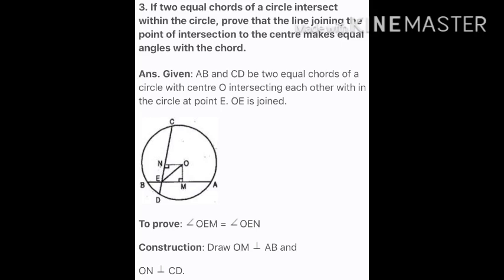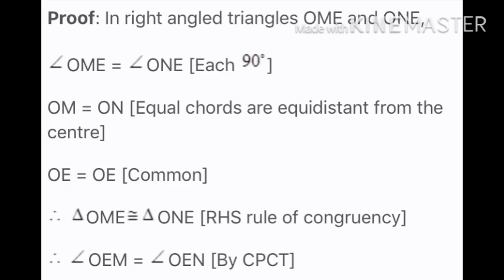Construct. Draw OM perpendicular to AB and ON perpendicular to CD. In right angle triangles OME and ONE, angle OME is equal to angle ONE, each 90 degrees. OM is equal to ON, equal chords are equidistant from the center. OE is equal to OE, this is common. Triangle OME is congruent to triangle ONE by RHS congruency rule. Therefore, angle OEM is equal to angle OEN by CPCT.